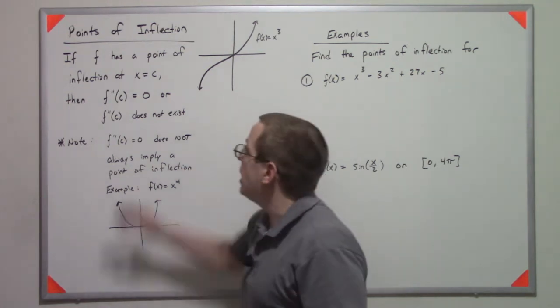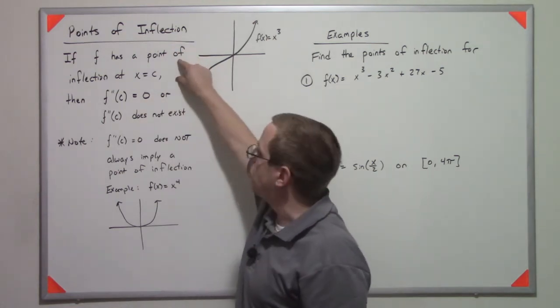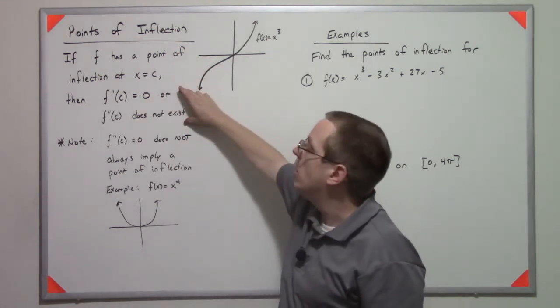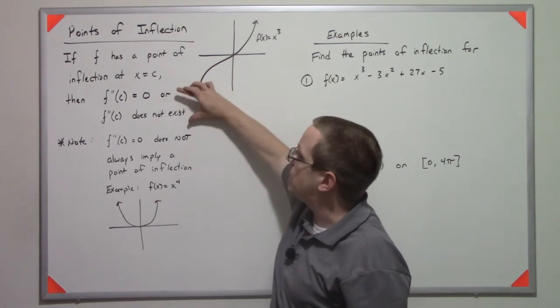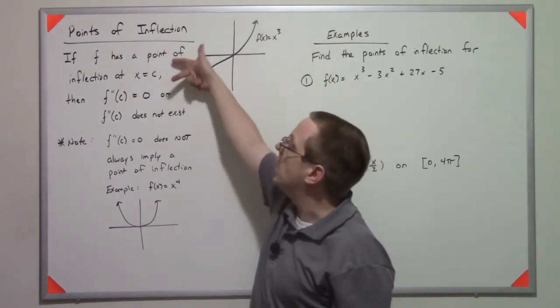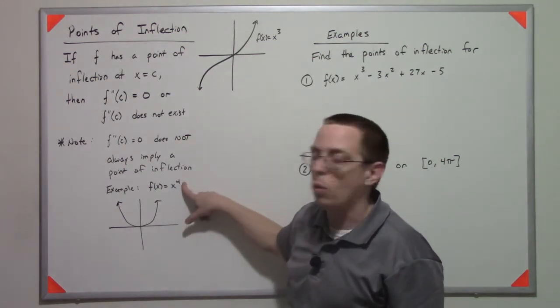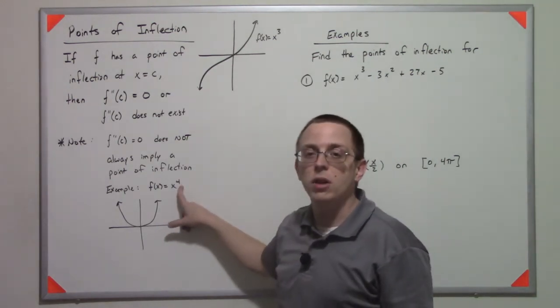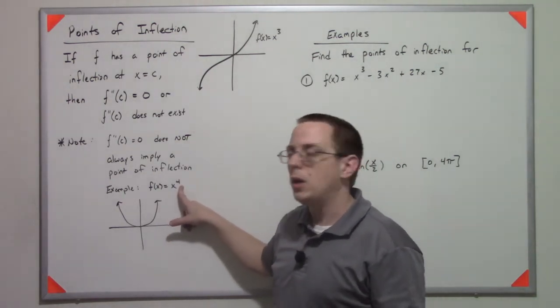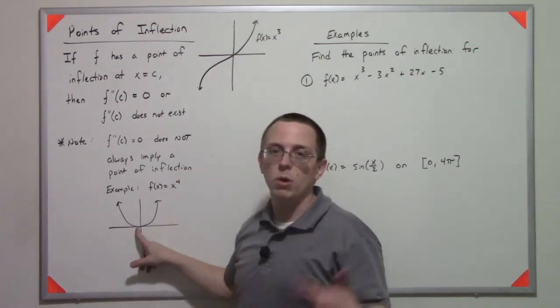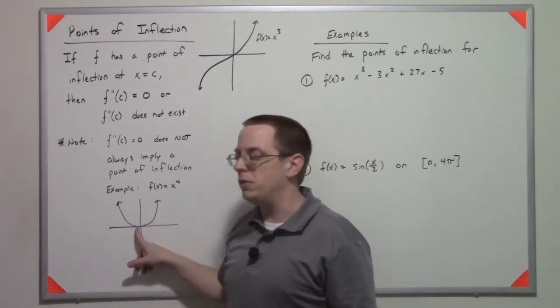But the important thing to note is that just having zero as a second derivative is not enough. It's true that if it has an inflection point, one of these is true, but you can't flip it around. You can't say because one of these is true, it has to have an inflection point. An example would be x to the fourth. If you take its second derivative, it's 12x squared, which clearly at 0, the second derivative is 0.